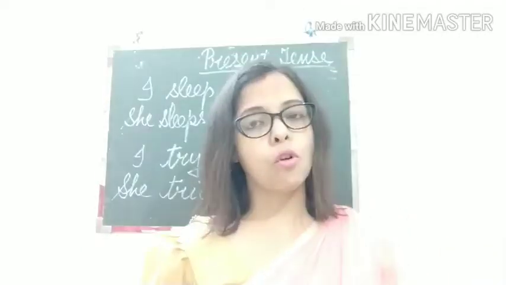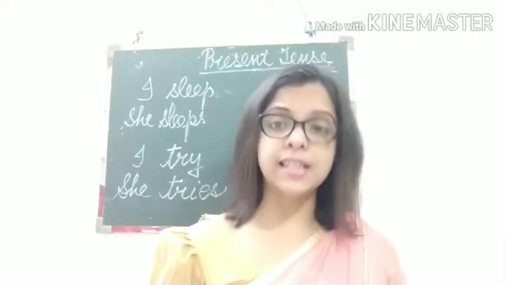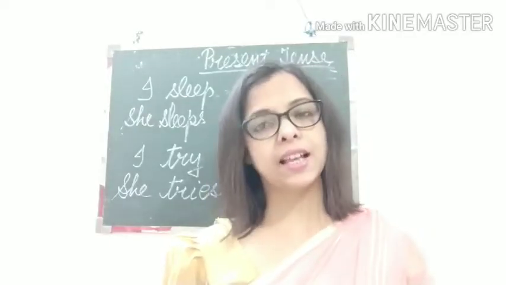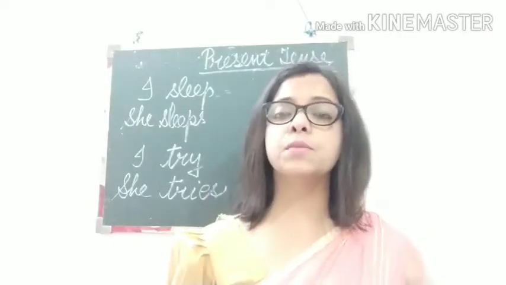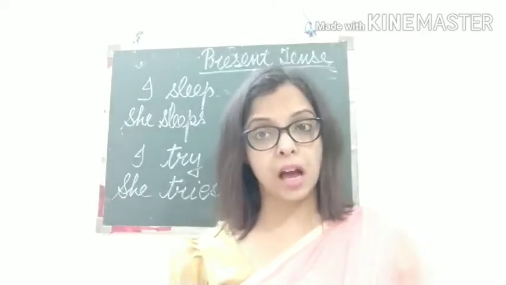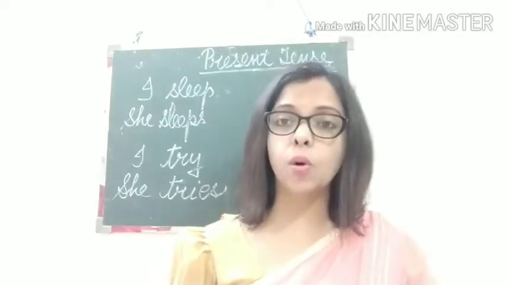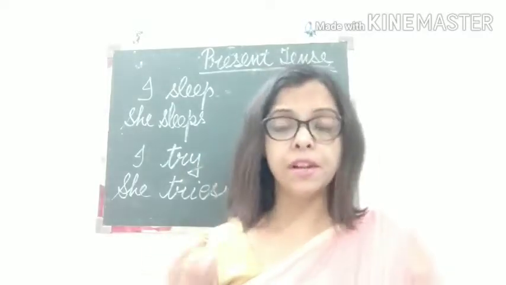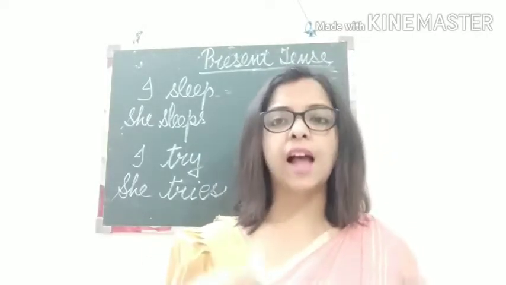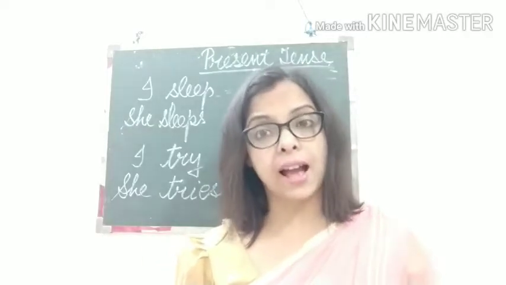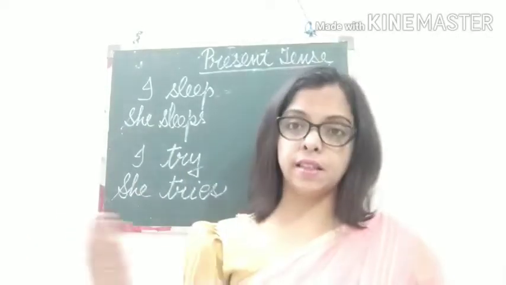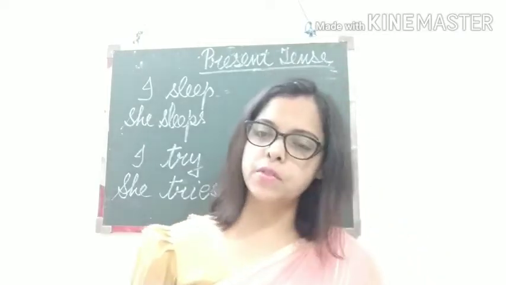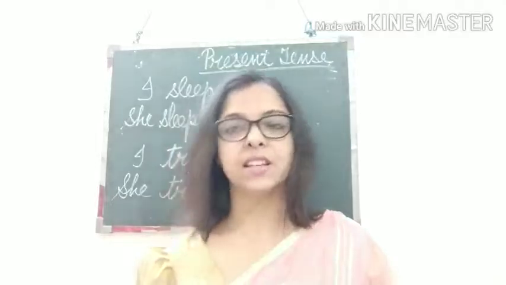Okay, so we have already studied that tenses are basically of three types: present tense, past tense and future tense. Present tense means the actions that are happening now, that are taking place now. Past tense means the actions that have already taken place, already happened. And future tense means the actions which will be taking place in the future, that have not yet happened. So in this chapter we will study about present tense and past tense.